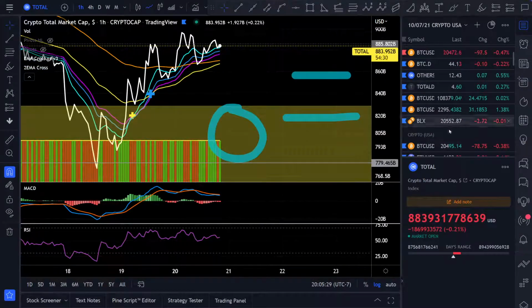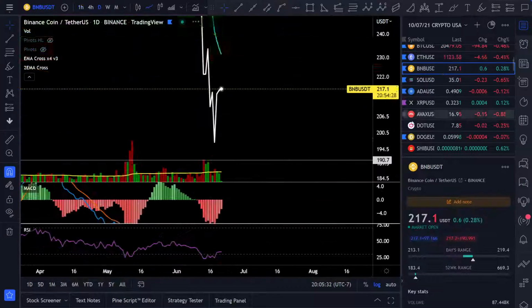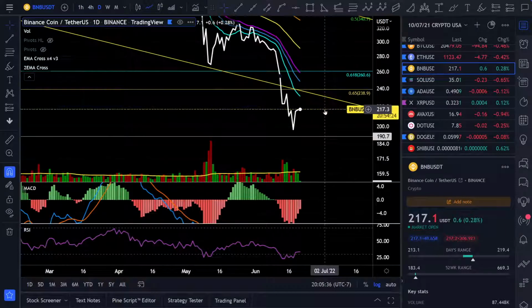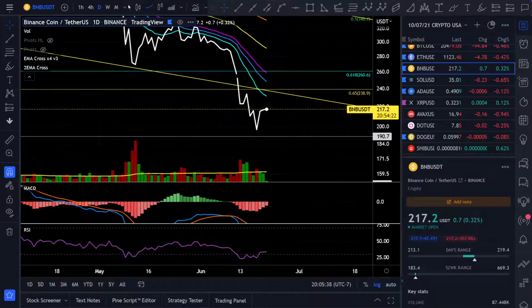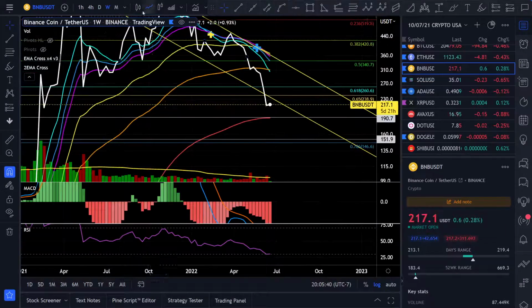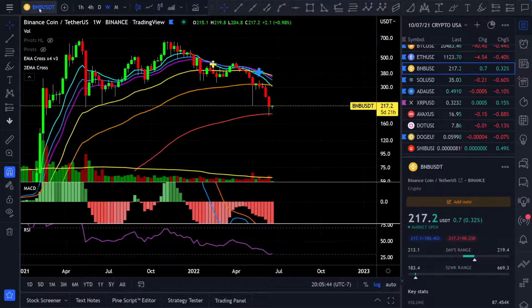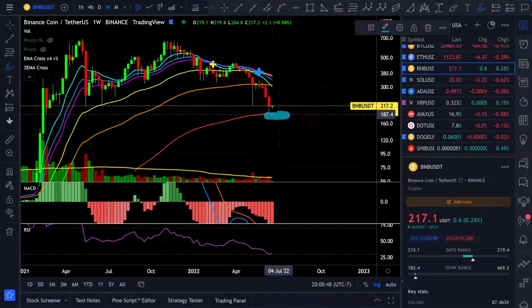BNB, Binance Coin. Here's the thing: one trade gets stopped out, no problem. Don't give up on the market. That's what I was saying last time. You might have to try multiple times to catch the bottom. So BNB USDT, we're still in this downtrend right now. We're just bouncing off the 200 EMA. That was the obvious target, 186, right?